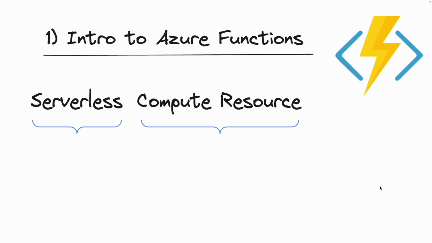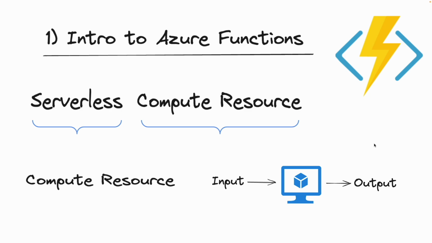So the compute resource part is fairly straightforward. It's just a resource that allows us to run code. It usually takes some input and it produces some output, whether it's something that gets returned to the user or some externality like writing to a database, for example. We'll touch on inputs and outputs of our functions later on. The part I want to focus on is the serverless part.